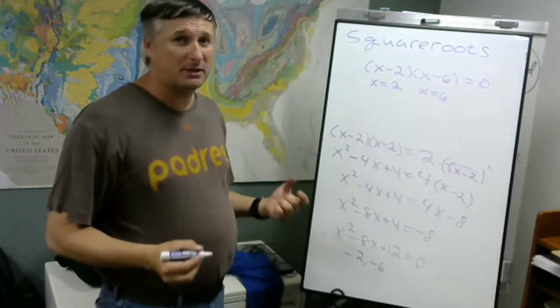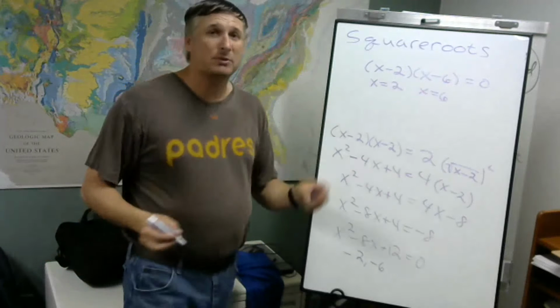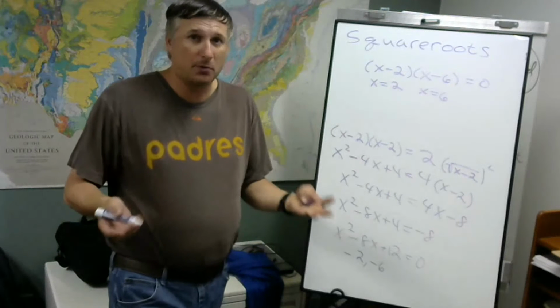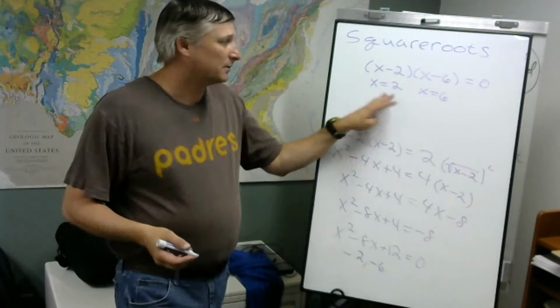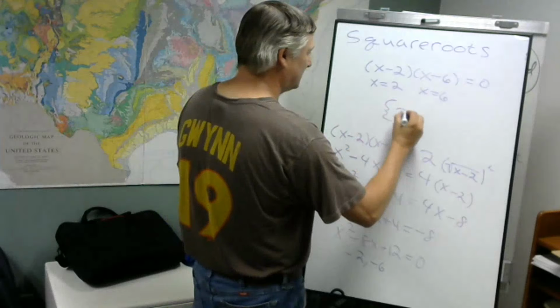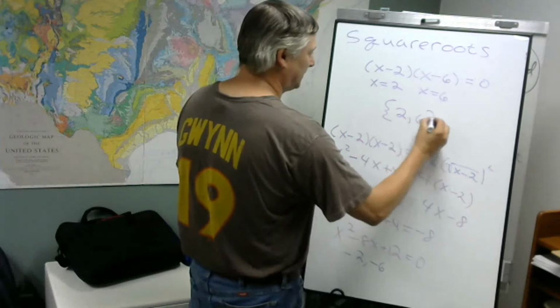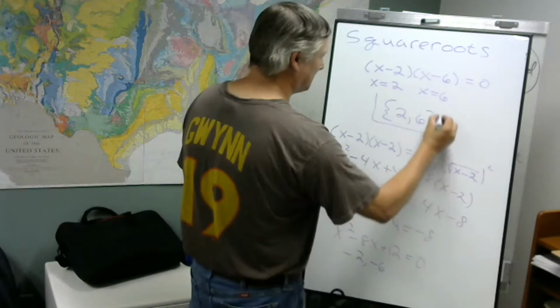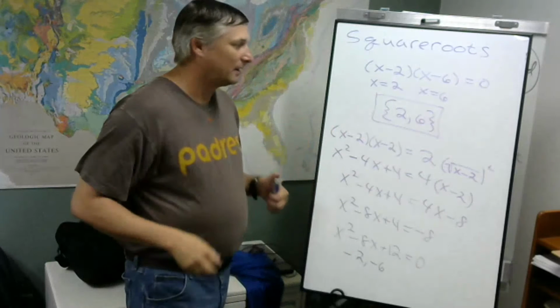And again, you want to check these answers. And if you do check them in the original equation with both of those square roots in it, you're going to find out they both work. So the solution is 2, 6. And that's it.